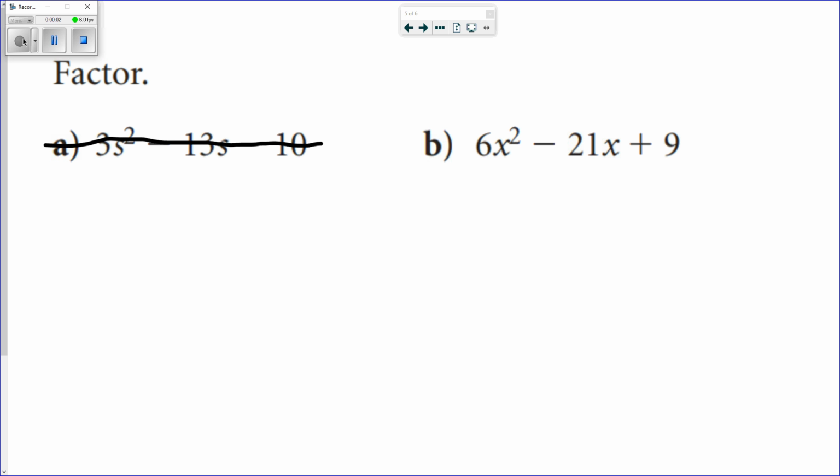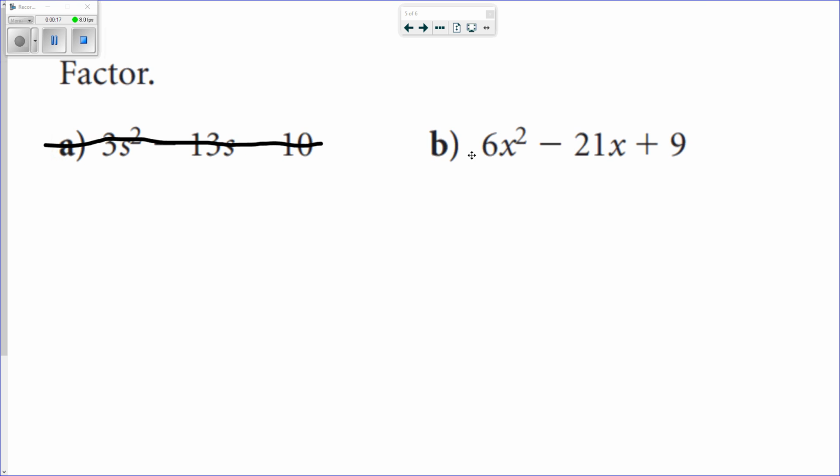All right, so we're going to skip example letter A. It doesn't actually work. So we'll worry about letter B. Again, we have a coefficient in front of our x squared, and we can't factor it out. Right? We could theoretically factor out a 3 because 6, 21, and 9 are all divisible by 3, but that really doesn't get us much further ahead.